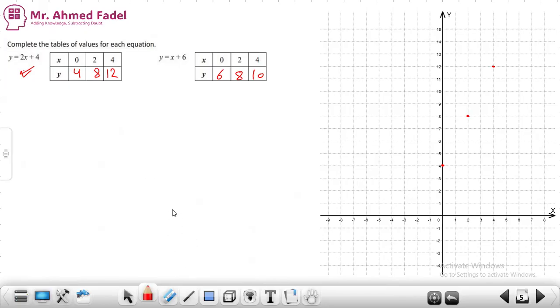So now I'm going to start. I finished the first line, the first table of values. So now connect the points. Connect your points.